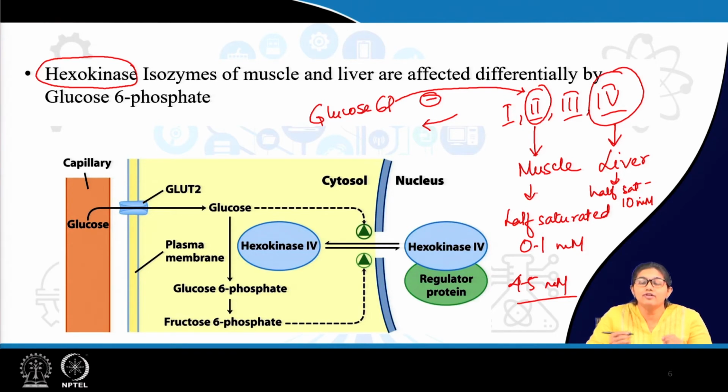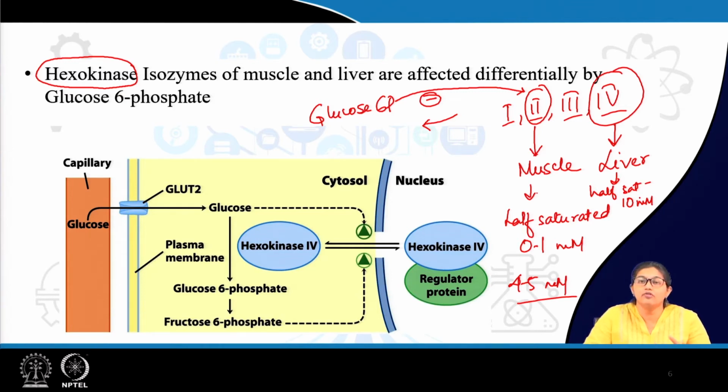Now, how is this relevant with respect to the physiological condition? The liver always acts to maintain blood glucose homeostasis, whereas muscle needs more energy for its contraction. So, in liver, the primary action of glucose is not to provide energy, rather to maintain the blood glucose level. How?